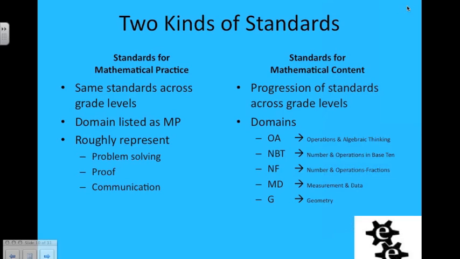standards for mathematical content, and those show a progression from kindergarten through the end of high school, and they build off each other. The letters you'll see are OA for operations and algebraic thinking, NBT for number and operations in base 10, NF for number and operations fractions, MD for measurement and data, and G for geometry. That'll make sense a little more later on when we talk about being assessed by some of these released items. So we'll also talk at the end.